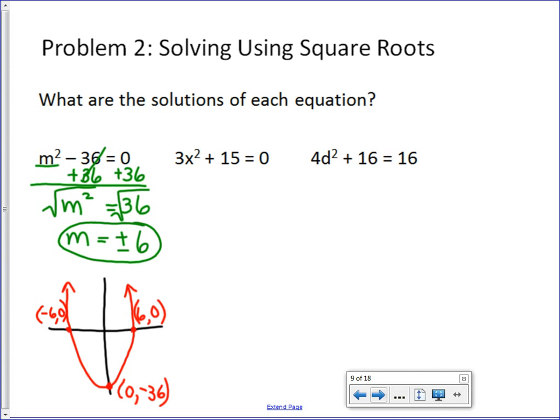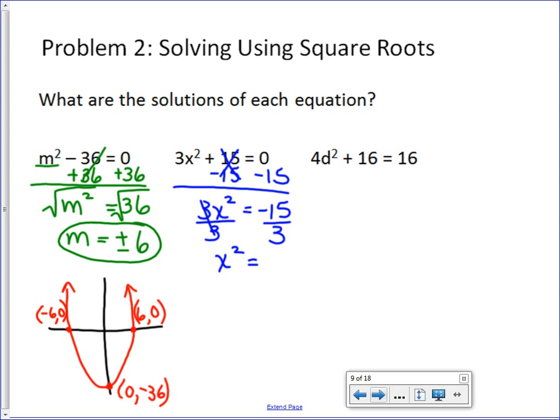In our next problem, the first thing I would do is subtract 15 from each side. I want to isolate my 3x squared. 0 minus 15 would be negative 15. And now let's divide by 3, remembering that our object is to isolate x. All right, I want to take the square root of each side. Now, here we have also a problem, because x is the square root of negative 5.